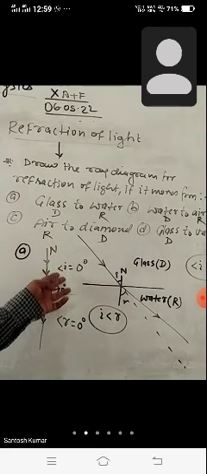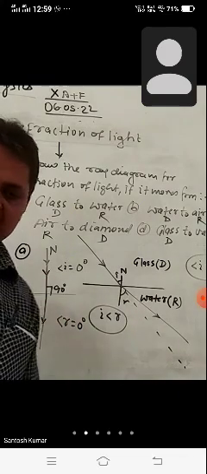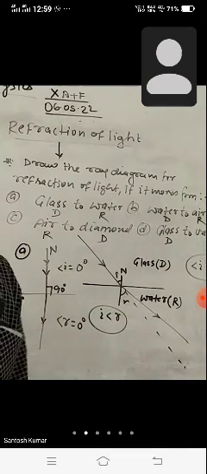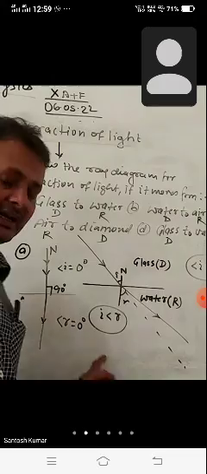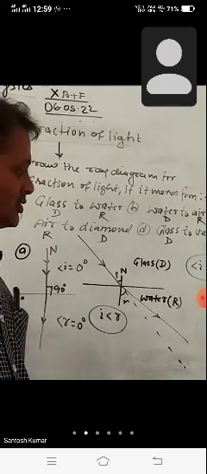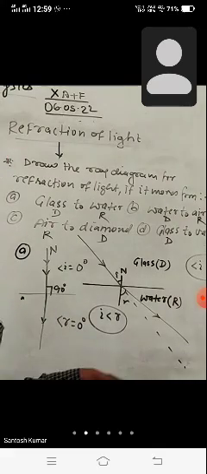It means angle i is equal to angle r and there is no bending of the path of the light ray. So it is the case of no refraction. So if angle i is equal to angle r, no refraction will occur. So the law of reflection is valid for refraction, then it is not the case of refraction.